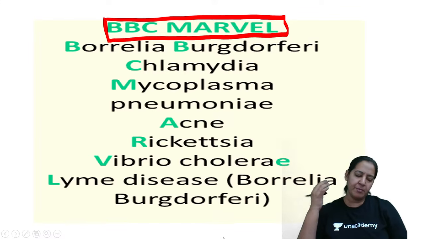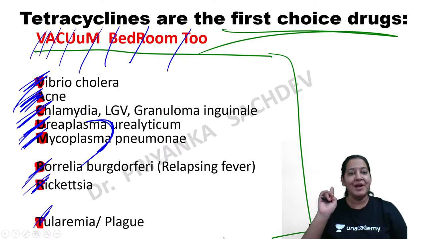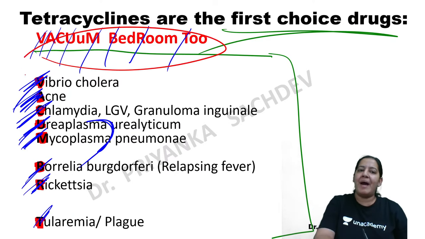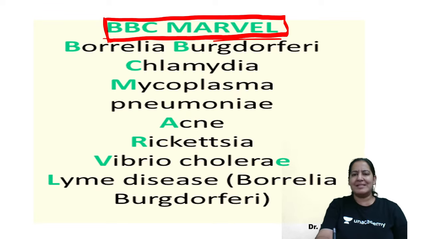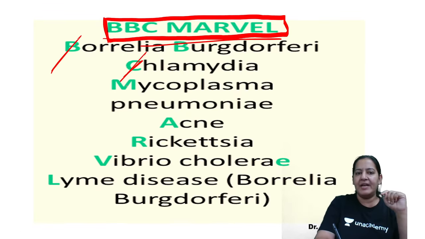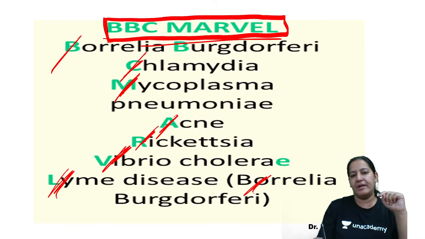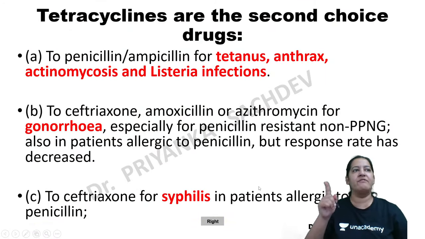Shall we proceed? One more mnemonic for the uses. Learn just one. If you don't like vacuum the bedroom, there is another mnemonic for you. BBC Marvel. You want to learn this? Say the full form. Whatever you learn, learn one only. So B for Borrelia, C for Chlamydia, M for Mycoplasma, A for Acne, R for Rickettsia, B for Vibrio, L for Lyme's disease, which is Borrelia. Right? So the full form is the same. I guess better is vacuum the bedroom 2. Whatever you like, learn one only.